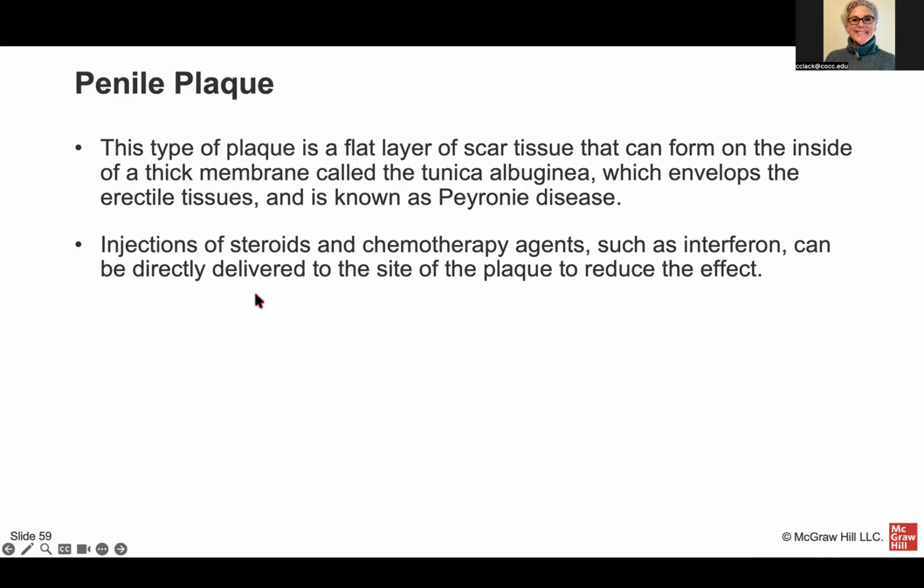Peyronie disease is a penile plaque. It's a condition where scar tissue forms inside the tunica albuginea, the thick membrane surrounding the erectile tissues. The scar tissue can cause painful, curved erections and make sexual intercourse difficult or impossible.